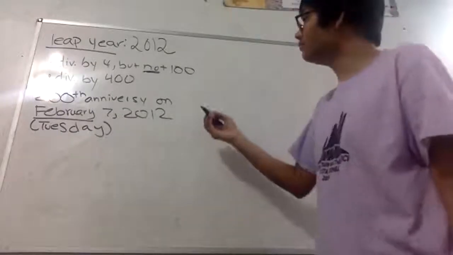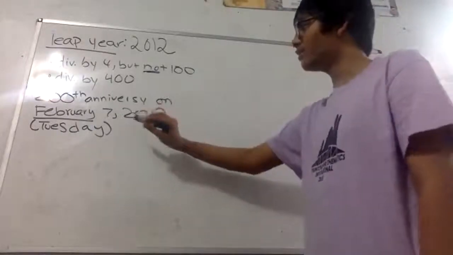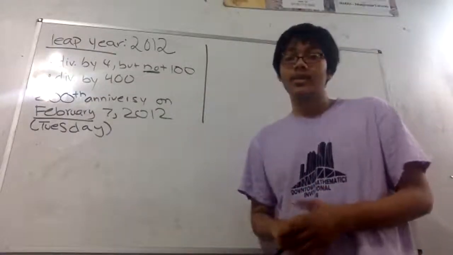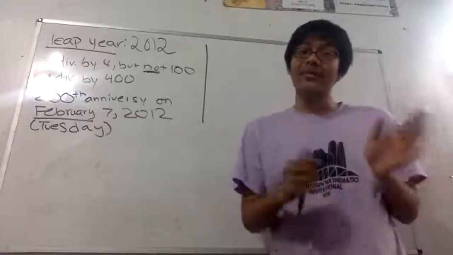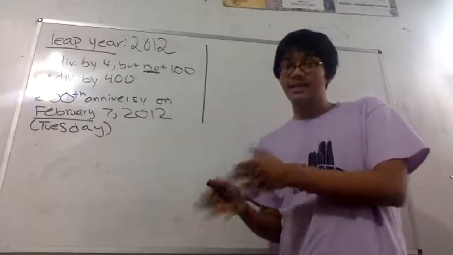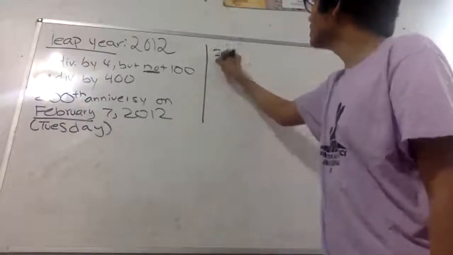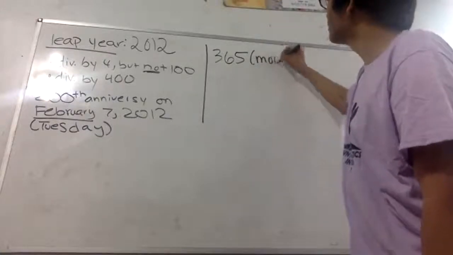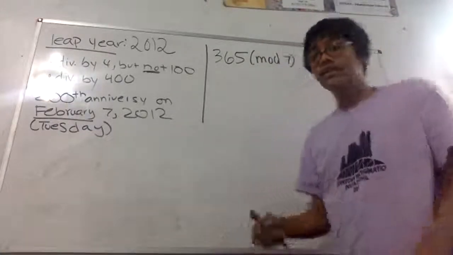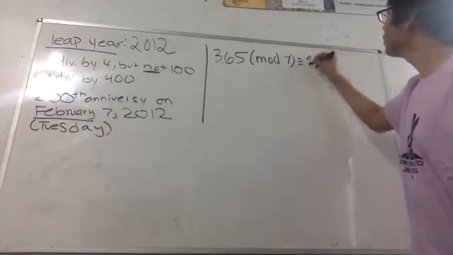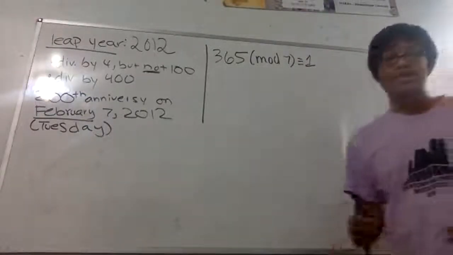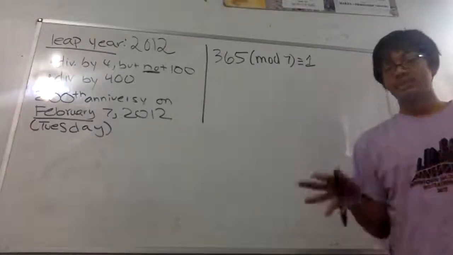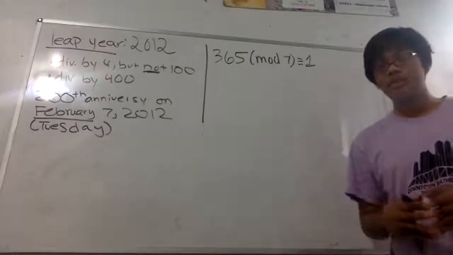Well, we know that February 7, right? So how much difference will 1 year make? Well, we know that if you go to 2011, February 7 will be Monday. Why? Well, because 365, the number of days in a year, mod 7, the number of days in a week, will be congruent to 1. Now, why is this so? Well, you can figure it out pretty quickly. When you divide 365 by 7, it'll give you a remainder of 1.